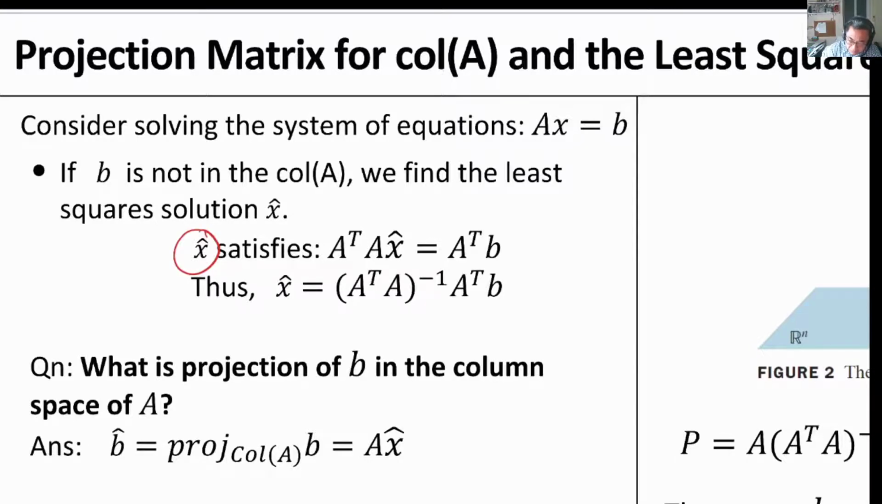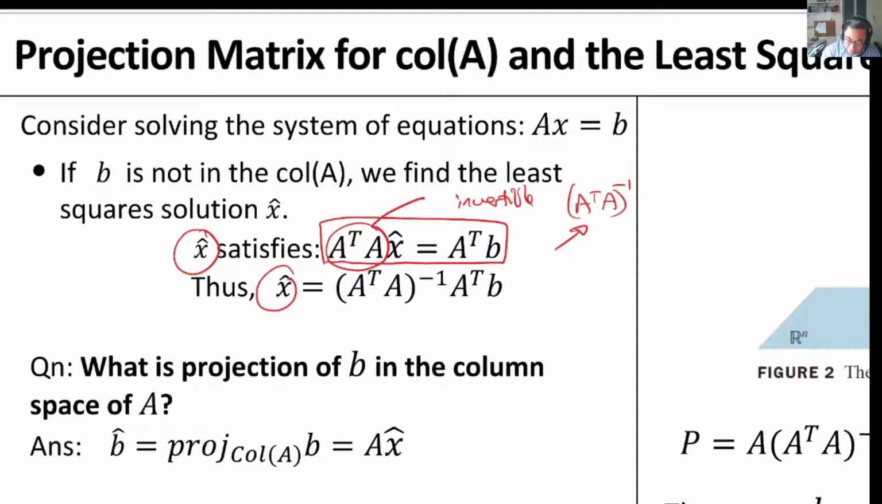Now, through the normal equation, we found that the best x hat satisfies this normal equation. If A transpose A is invertible, that is, A transpose A inverse exists, then we can multiply both the left hand side and right hand side on the left by this inverse matrix, allowing us to get x hat equals this equation here. A transpose A inverse A transpose B is x hat.